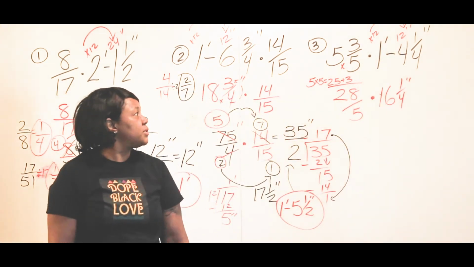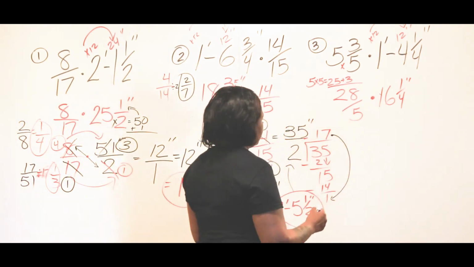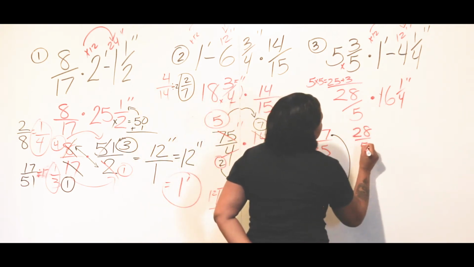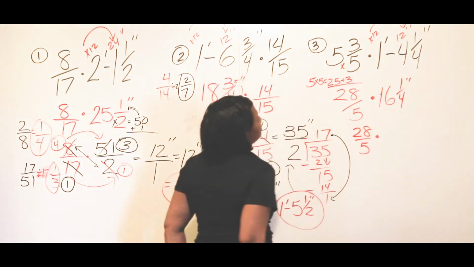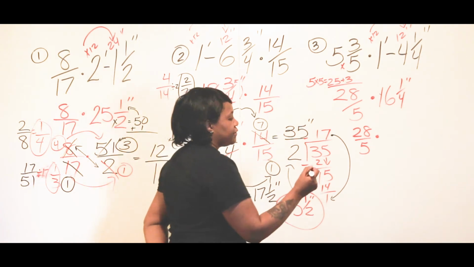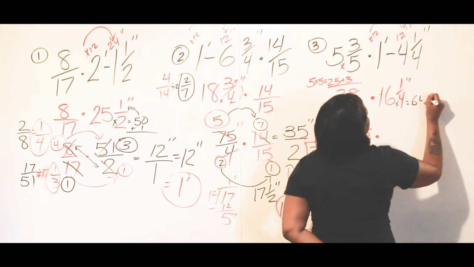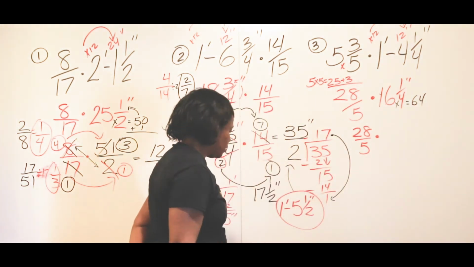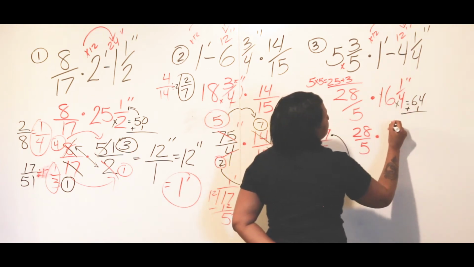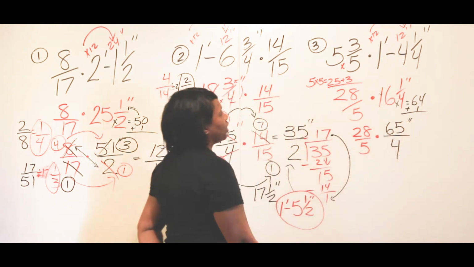All right, so mixed numbers turn to improper fractions. So I know I'm not done with that yet. So I'm going to take this 28 over 5, bring it down. And I need to take this mixed number, turn it to an improper fraction. You ready? 16 times 4, 64. Take the whole number, multiply by the denominator, add the numerator, 65, and the denominator stays the same. And I'm going to top that off with my inch marks.